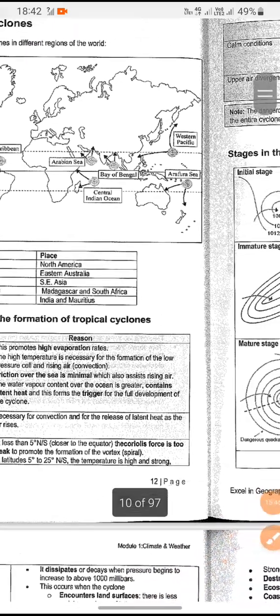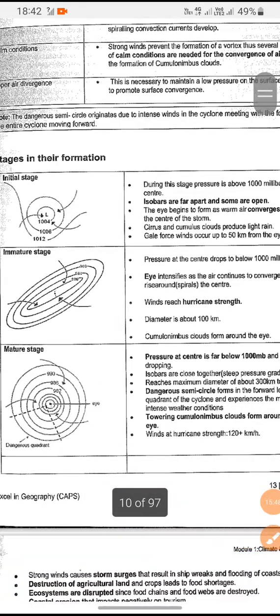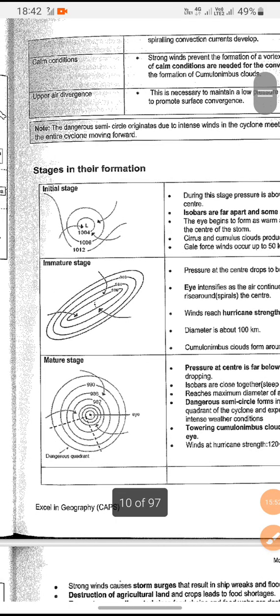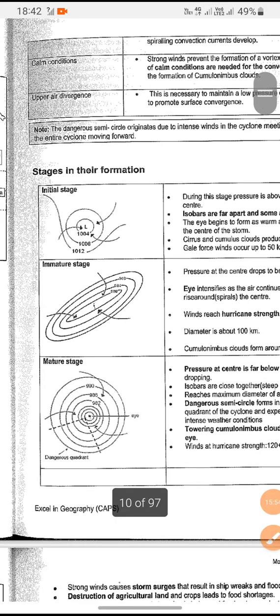So in our next video, we'll be dealing with the stages of development in detail.